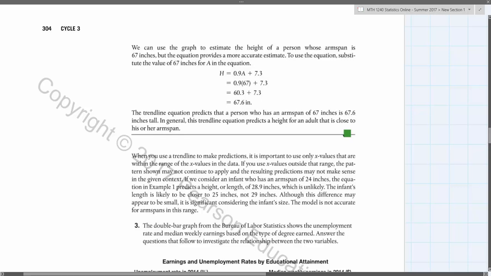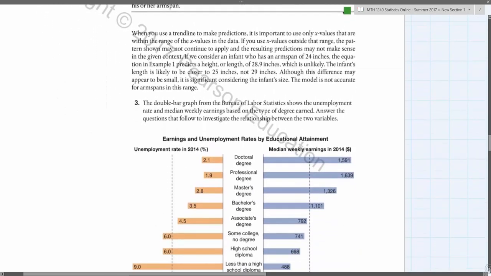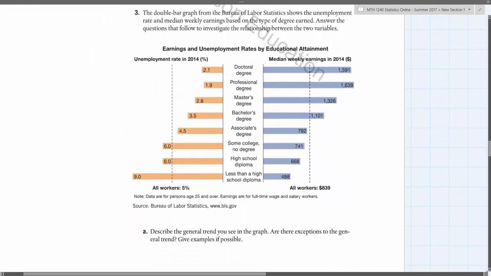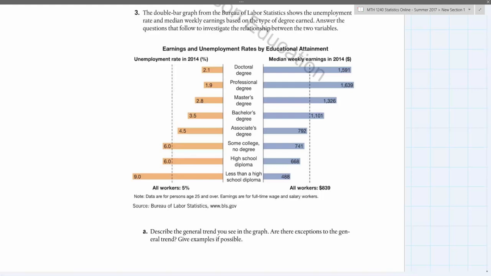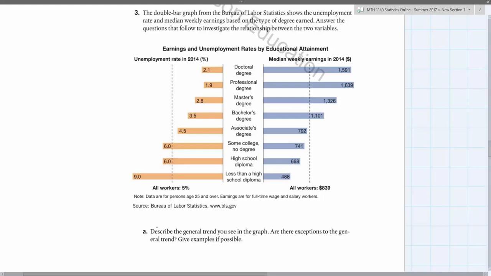Then this next example is one for us to work through, and this is interesting. It's not exactly given to us in a linear format, at least not this graph, but it's earnings and unemployment rates by educational attainment. And this is a really cool and useful graph. It's published by the Bureau of Labor Statistics, which is a government agency that tracks statistics for the good of the public.